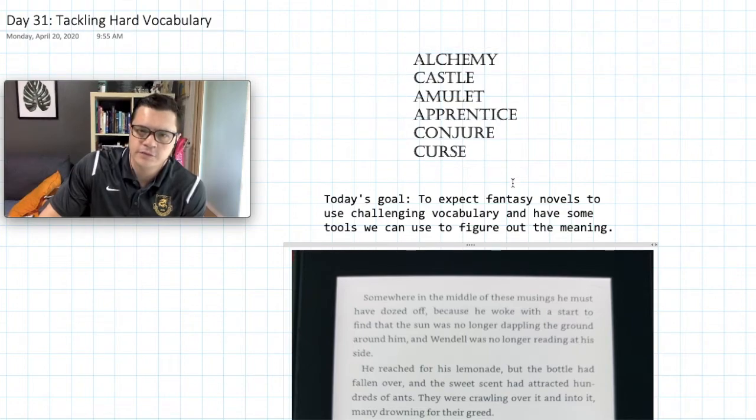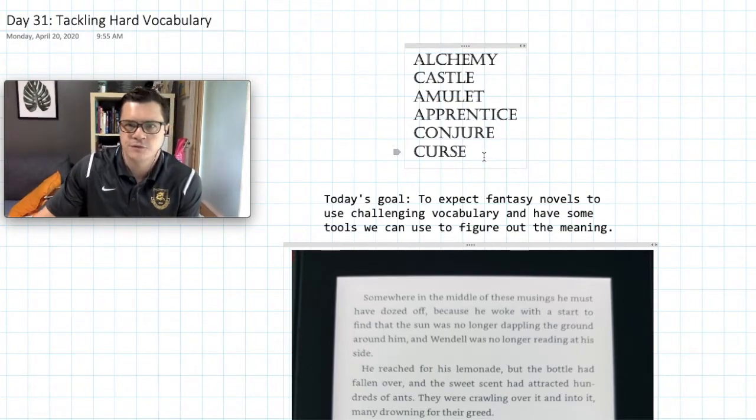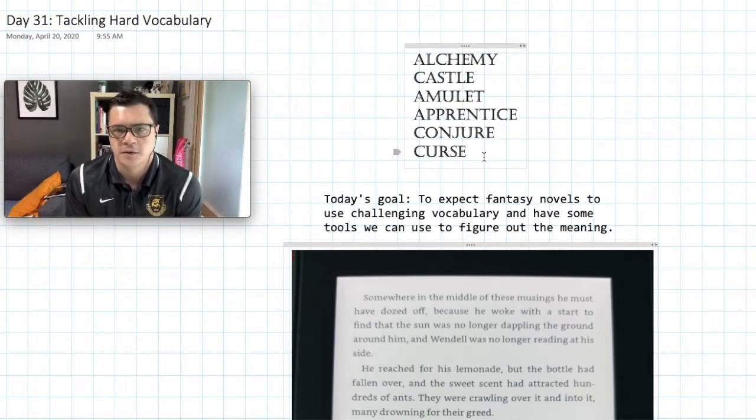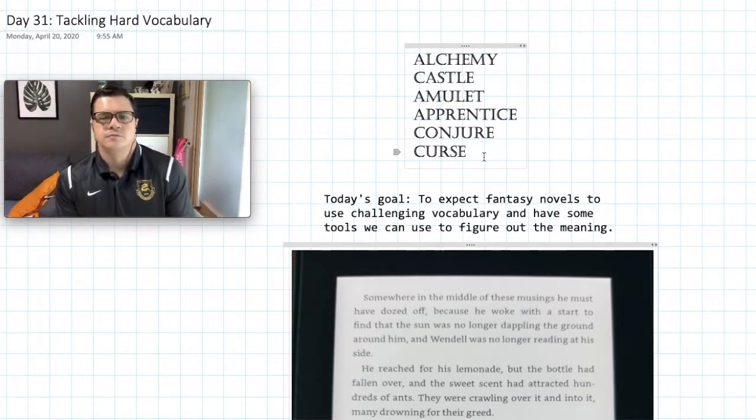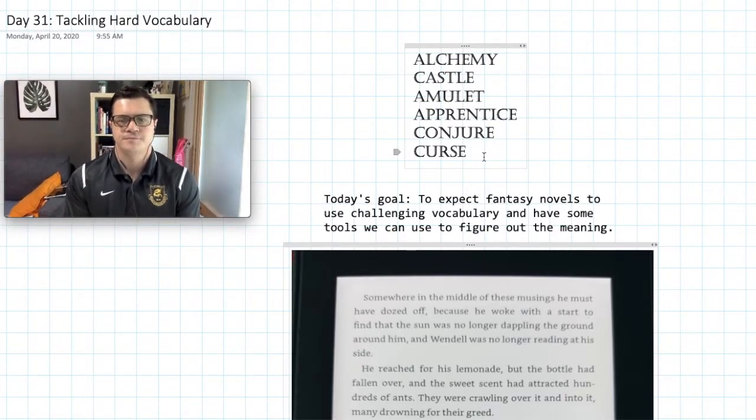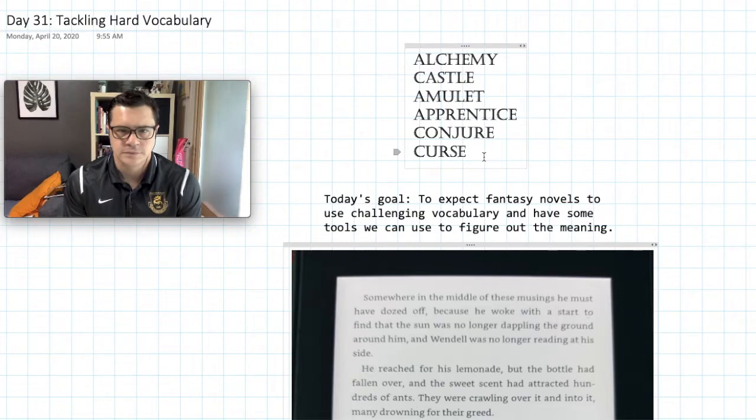So first, I'd like you to look right here. We've got this list of words here, and I want you to think just for a moment what they have in common. Okay, so we've got alchemy, castle, amulet, apprentice, conjure, and curse. So what might they have in common? What you're probably thinking is that these words are used in fantasy books probably more than anywhere else.